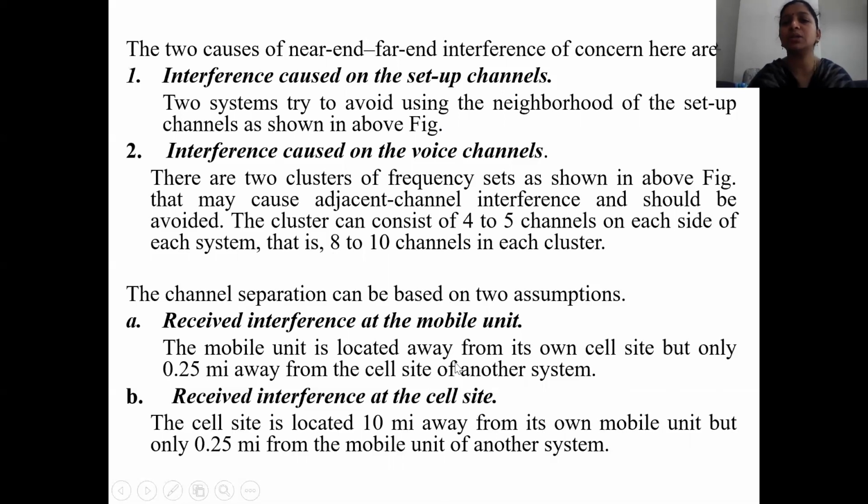The mobile unit is located away from its own cell site, but only 0.25 miles away from the cell site of another system. So at this time there is interference at the mobile unit. When it is away from its own cell site and nearer to the other cell site, it will cause received interference on the mobile unit. At the same time, received interference at the cell site is caused. The cell site is located 10 miles away from its mobile unit, but only 0.25 miles away from the mobile unit of another system. So these are the causes of interference at the cell site and mobile unit.